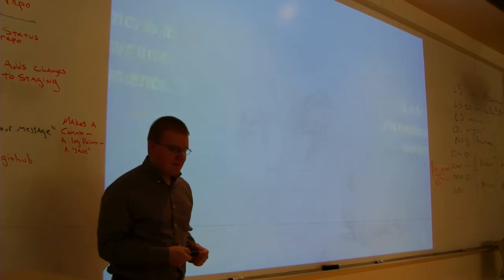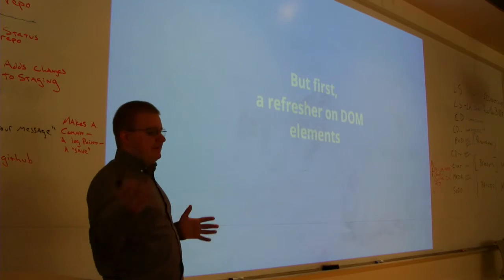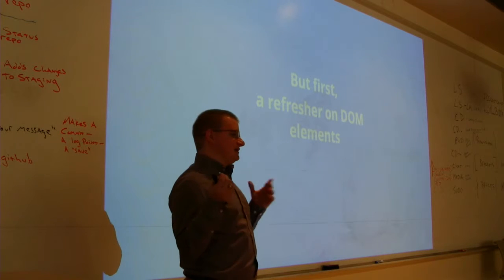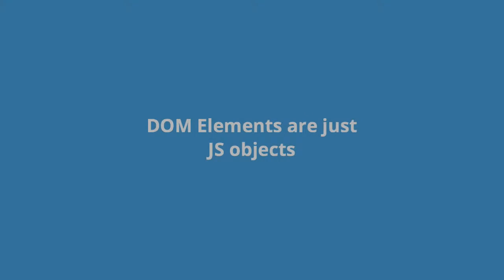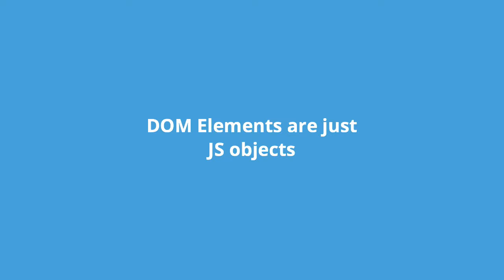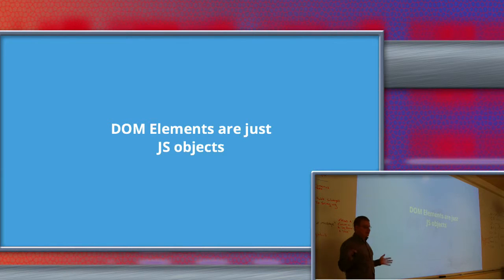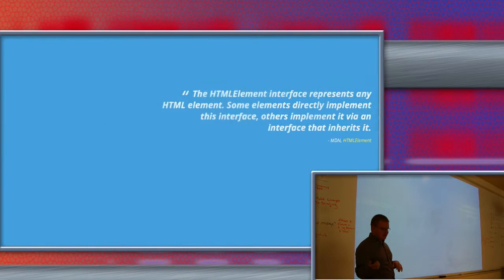All right, so before we get into how to make our own elements, we need to refresh what DOM elements are in general. What are DOM elements? If we're going to be making our own, I think we should understand what they are. DOM elements are just JavaScript objects. I mean, they're special JavaScript objects, but when we're interacting with these APIs, they're JavaScript APIs.